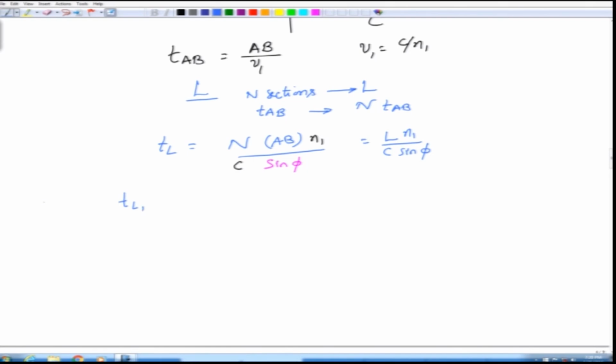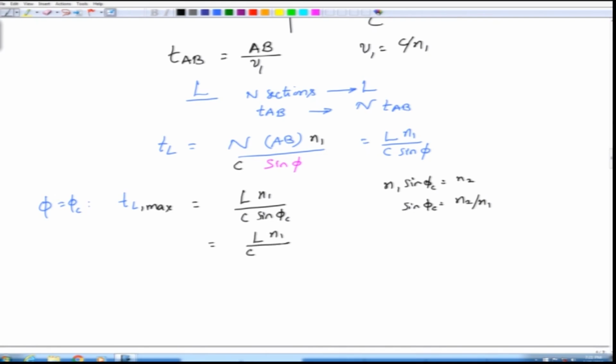You start with the case when phi is equal to phi c, which means you are at the maximum value for light to propagate. So, this is what you get, TL max, given by L n1 by c sin phi c. But I know that n1 sin phi c is equal to n2, therefore sin phi c is given by n2 by n1. So, I can substitute for that. I get L n1 by c into sin phi c, which is n2 by n1, correct. So, n1 goes to the numerator, and it becomes n1 square L by n2 into c.